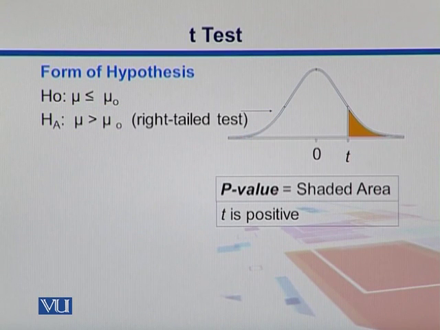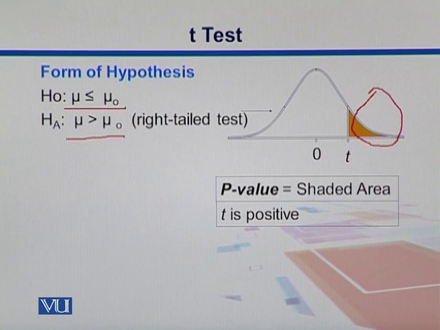Sometimes our interest is to find a big number as compared to some given mean, that is mu naught. In that case our alternative is mu is greater than mu naught, so we are testing towards this right tail. That's why we call it a right tail test. Our alternative is mu is greater than mu naught, whereas our null is mu is less than or equal to mu naught. Now t is again a positive number here.